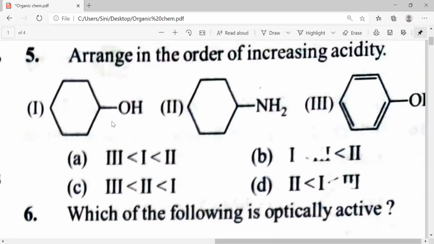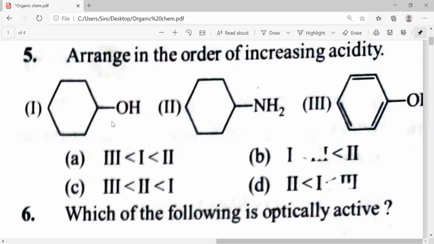if I take option A, here also I can eliminate. If I take option A, the third one it's showing is OH, phenol. It is clearly the increasing order. Obviously phenol is more acidic compared to anything. Yes, correct. So we can directly mark the answer as option D for this, just by seeing the options. You got the point.